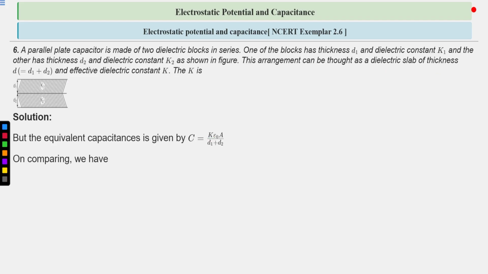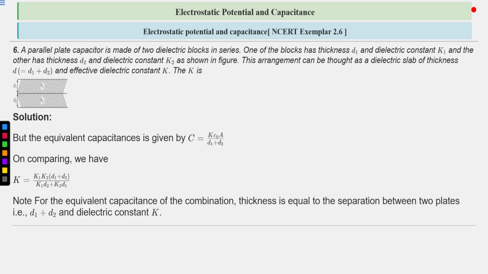On comparing this C and the C we calculated earlier, we will get the equivalent capacitance equal to K1 K2 epsilon naught A upon K1 D2 plus K2 D1. On comparing both, we will get the effective dielectric constant K, which is K1 K2 (D1 plus D2) upon K1 D2 plus K2 D1. Note that for the equivalent capacitance of the combination, the thickness is equal to the separation between the plates, D1 plus D2, and the dielectric constant is K.